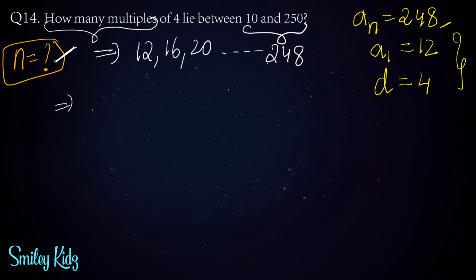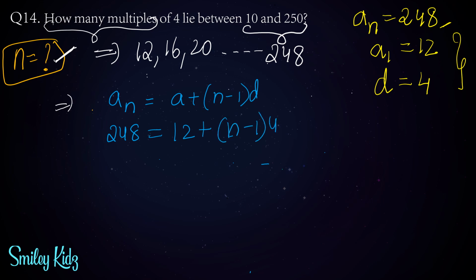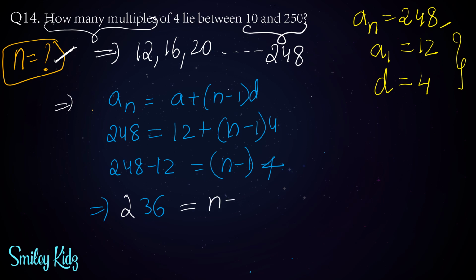So, what is our formula, everyone? An is equal to a plus (n minus 1) into d. An is 248. 248 is equal to 12 plus (n minus 1) into 4. Now, 248 minus 12 is equal to (n minus 1) into 4. Yes, everyone? This is going to be equal to 236 is equal to (n minus 1) into 4.